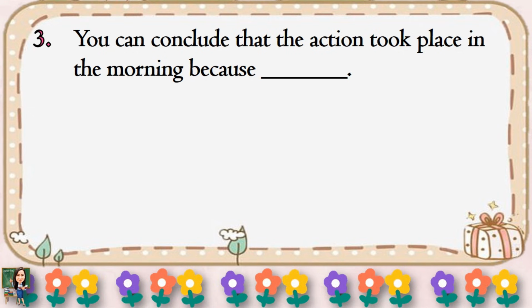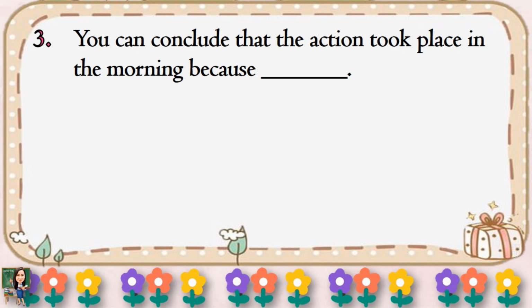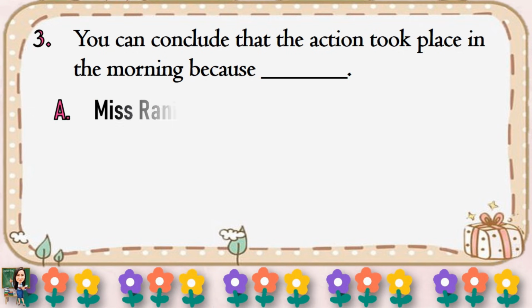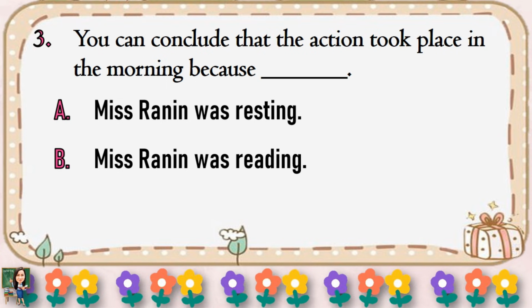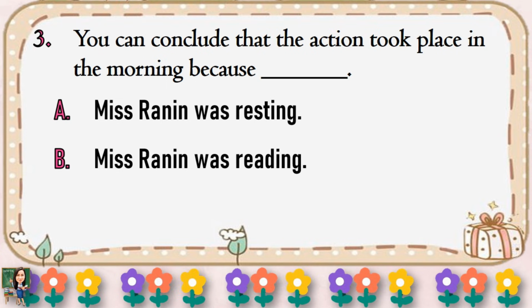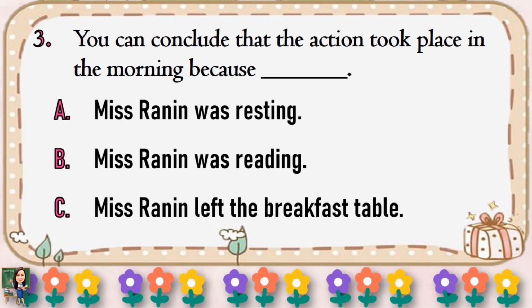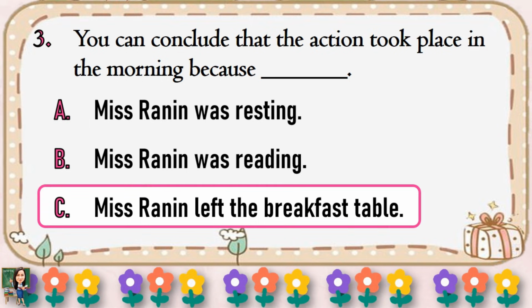Number 3. You can conclude that the action took place in the morning because A. Miss Ranin was resting, B. Miss Ranin was reading, or C. Miss Ranin left the breakfast table. What is the correct answer? Very good. The correct answer is letter C. Miss Ranin left the breakfast table.